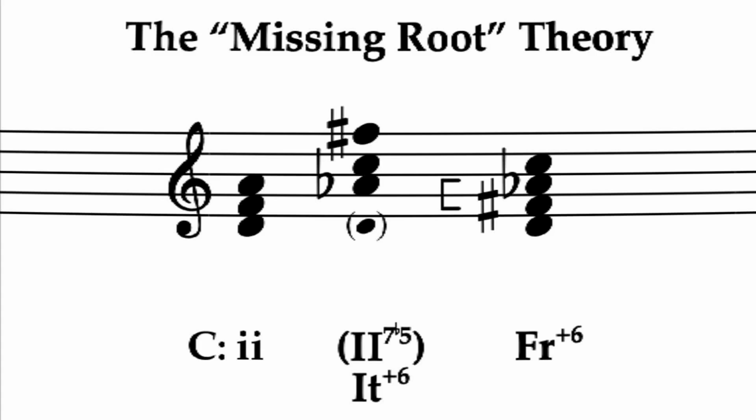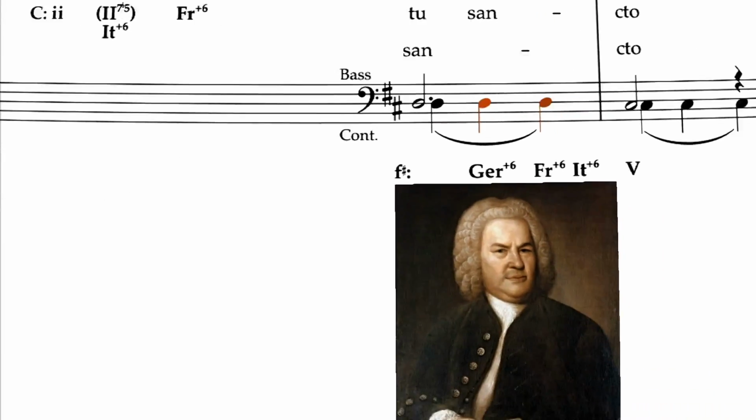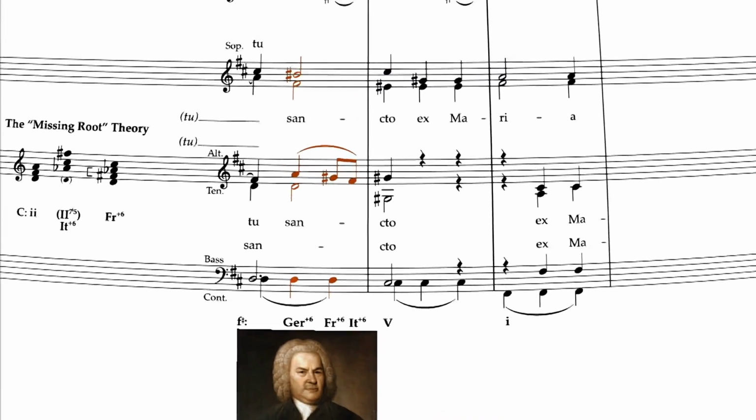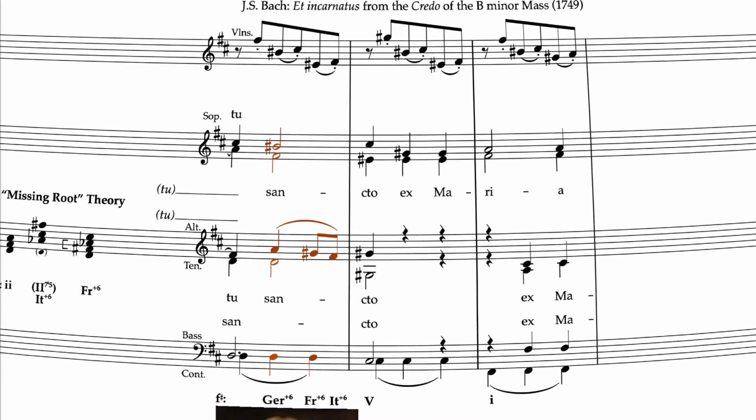Nevertheless, since the alternatives were somehow even more unsatisfactory, many otherwise respected theorists threw their hat into the ring of the false root theory. Since 2 is a predominant harmony, and so are augmented sixths, they have the same harmonic function, but this doesn't mean that they have the same root. By the time we get to Bach's heyday in the early to mid 1700s, the use of the augmented sixth had undergone a major shift.